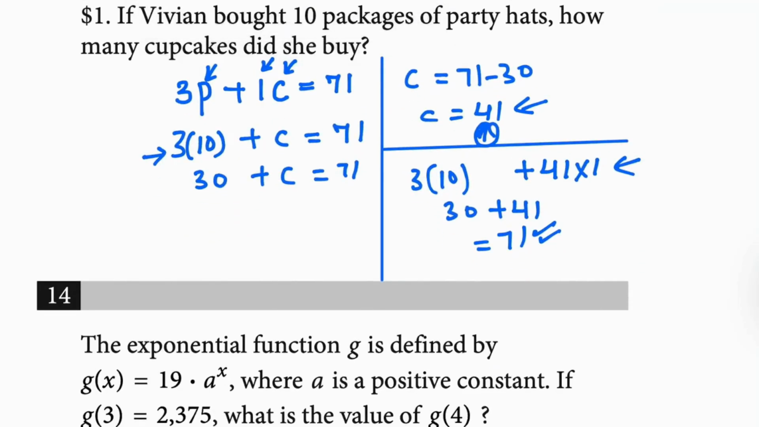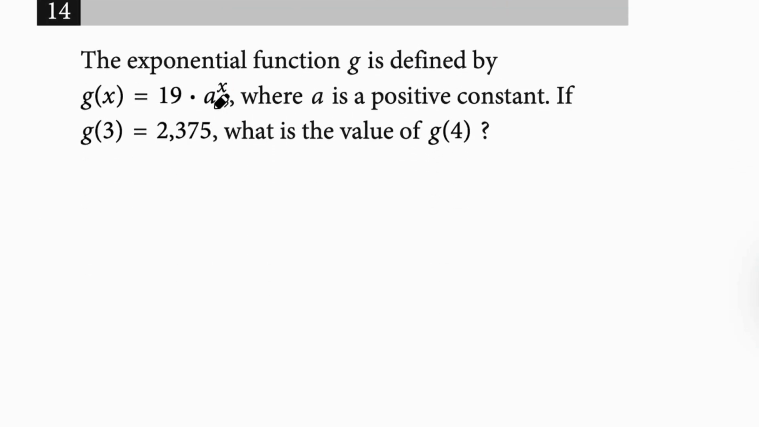Let's come to question number 14. The exponential function g is defined by g(x) equals 19 times a raised to the power x, where a is a positive constant. If we see this equation, g(x) is the output. Whatever the situation is, this 19 is always the initial value. That means whatever process you are going to start, you start from here. So that is the initial number.